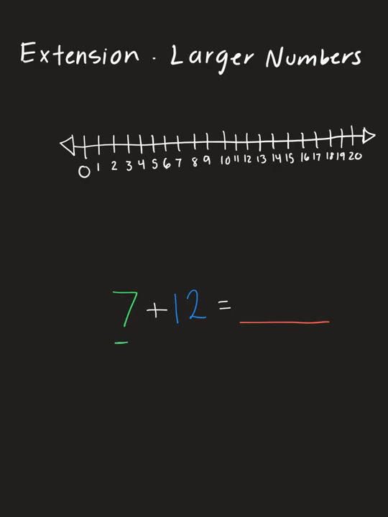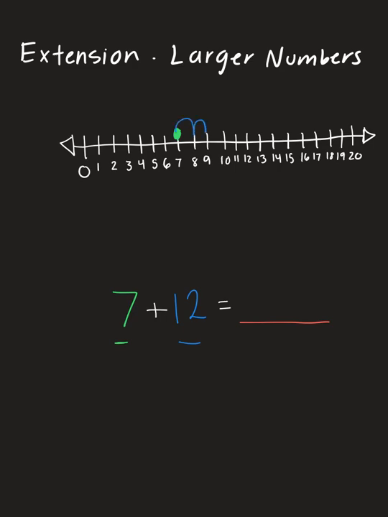We start in the beginning, we plot the first number, our starting number was 7, and our blue number, or the change, right, plus 12 means we're going to jump 12 times to see what our answer is. And our answer is going to be bigger because in addition, our answer is always bigger. So let's jump 12 times now.